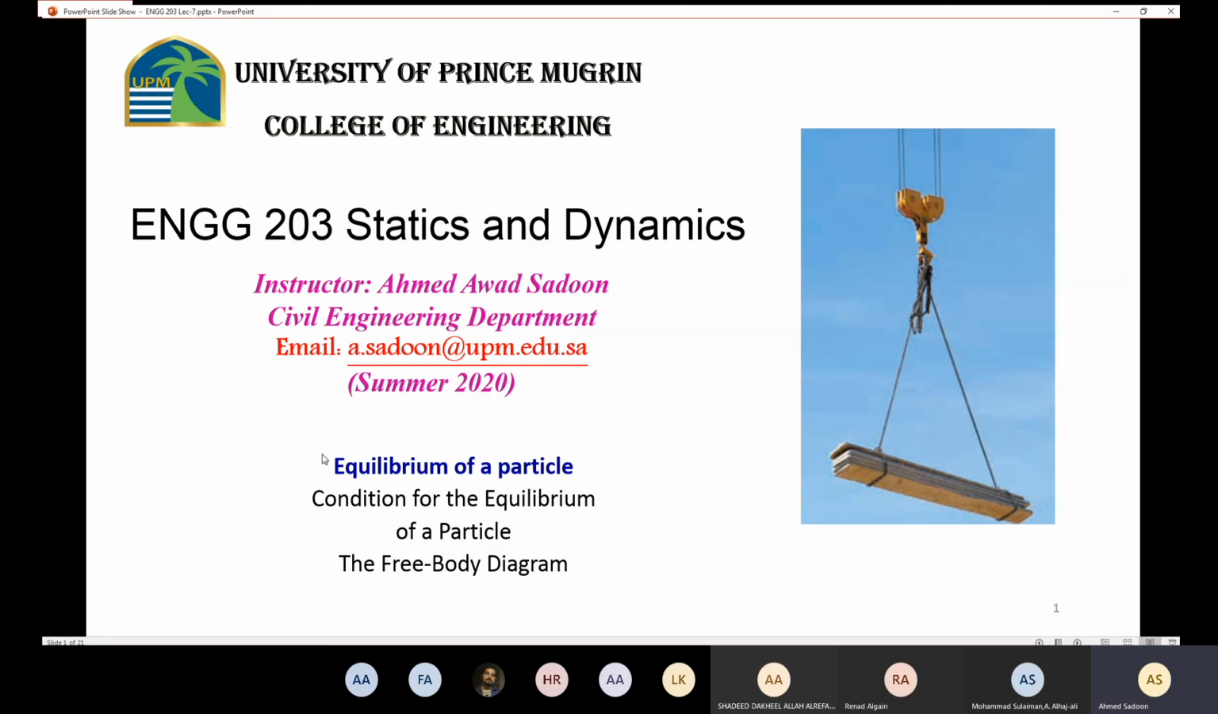So today we are going to talk about the equilibrium of a particle, and especially we are going to talk about the condition for the equilibrium of a particle. We are going to say when the particle is in equilibrium or not, and also we are going to learn how to draw the free body diagram.